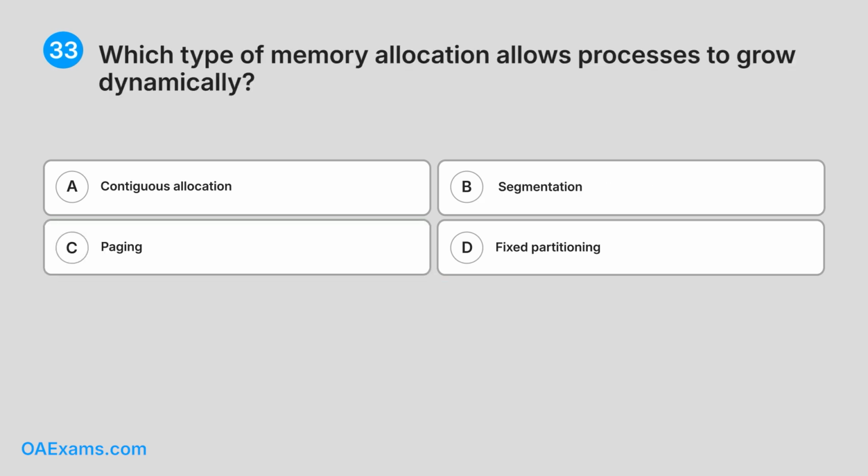33. Which type of memory allocation allows processes to grow dynamically? A. Contiguous allocation. B. Segmentation. C. Paging. D. Fixed partitioning. Do you know the answer?